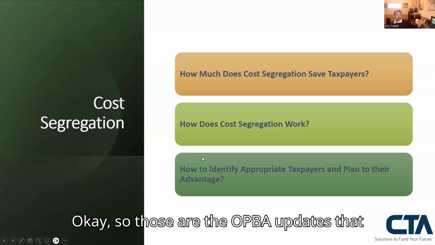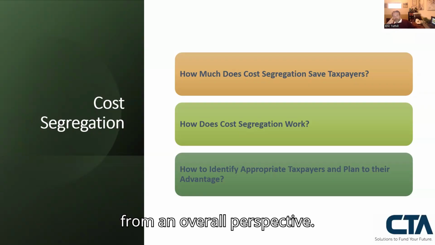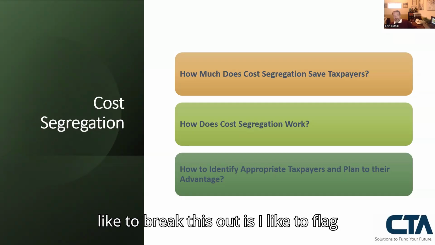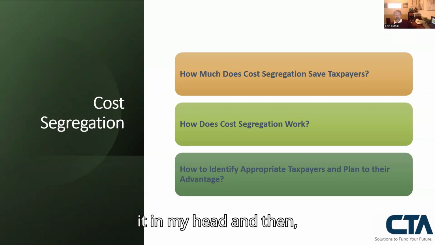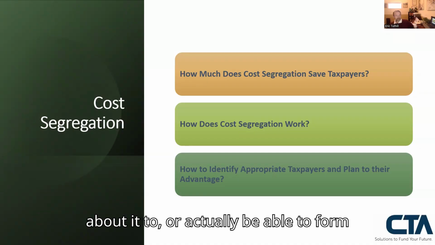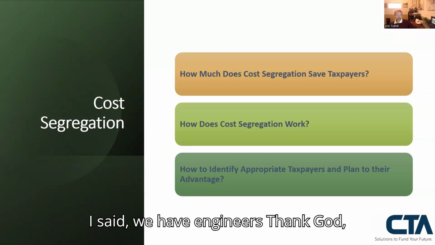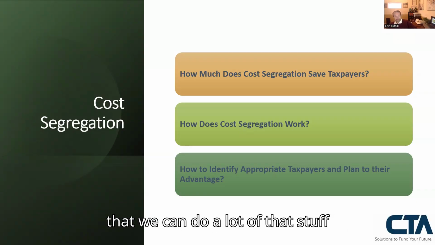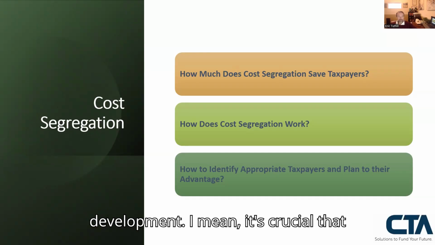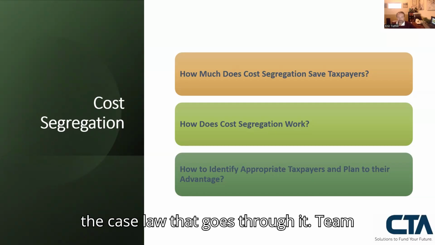Okay, so those are the OBBA updates that I think are most crucial to cost segregation when we're looking at this from an overall perspective. As I mentioned before, the way that I like to break this out is I like to flag it in my head and then work with people that know a little bit more if I don't know enough about it to actually form the studies. Like for us, we have engineers. Thank God, we're not trying to take the assumption that we can do a lot of that stuff without that level of justification, right? You think about research and development. I mean, it's crucial that you have the team of experts really looking at that, especially with all the case law that goes through it.